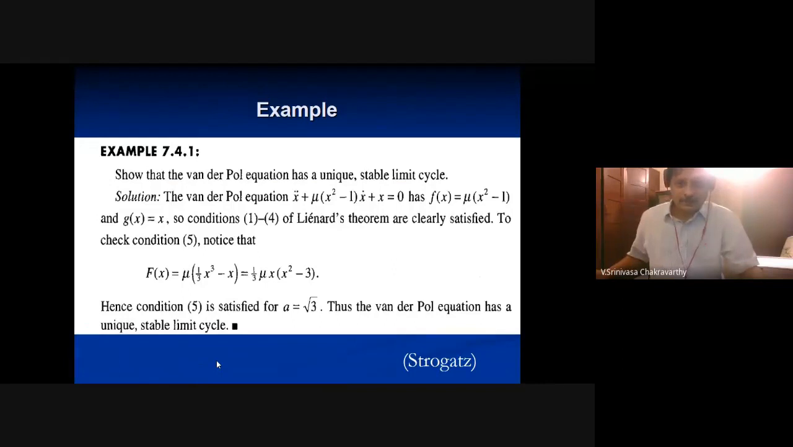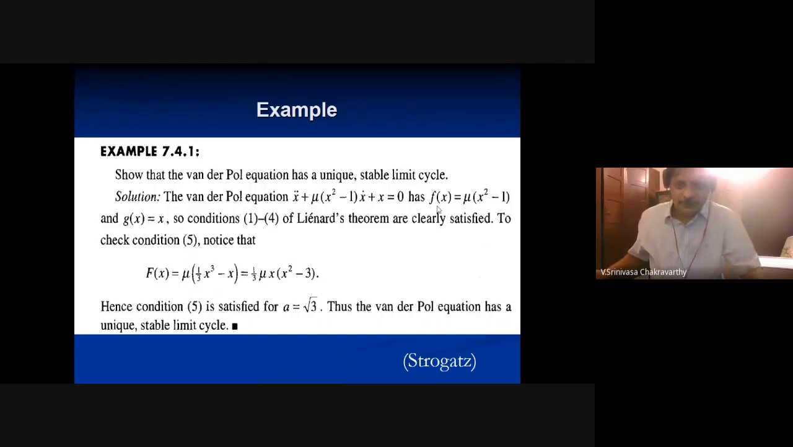So one example system which has these Lienard system kind of properties is a famous nonlinear oscillator model called the van der Pol oscillator, right? And this oscillator is defined by this equation: x double dot plus mu times (x square minus 1) times x dot plus x equal to 0. So in this equation, you can see that f of x is this part, mu times (x square minus 1), and g of x is this. So f of x is an even function, g of x is an odd function, and g of x is positive for x greater than 0.